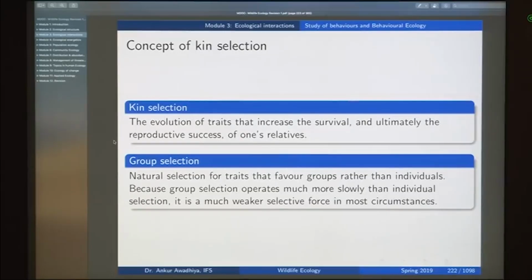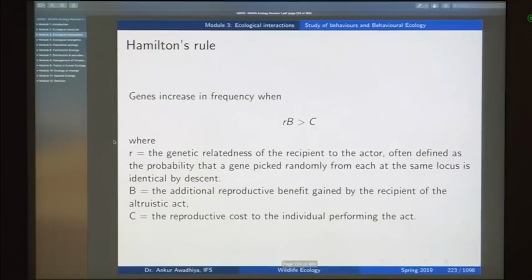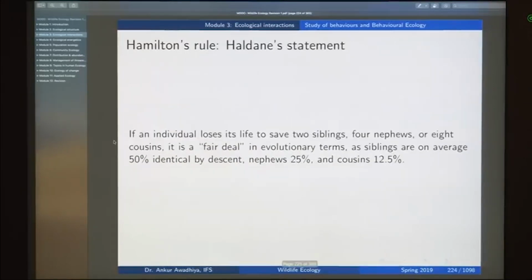Group selection is the natural selection for traits that favor groups rather than individuals. Because group selection operates much more slowly than individual selection, it is a much weaker selective force in most circumstances, but in the case of kin selection it has worked to a large extent. So, we had here Hamilton's rule: genes increase in frequency where R times B is greater than C, where R is the genetic relatedness, B is the additional benefit that is gained, and C is the reproductive cost to the organism or the individual that is performing the act.